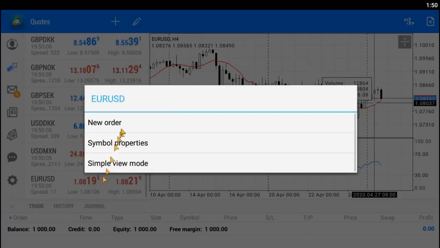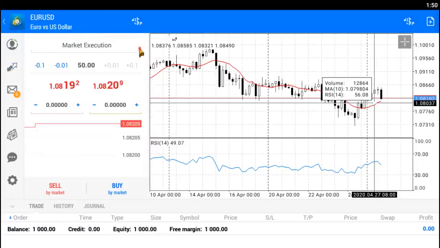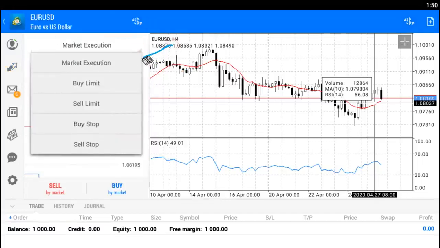Tap and hold the symbol you want to trade, then tap New Order. You're given 3 options. Market execution means live execution. That means your orders are handled and executed directly at the current market rate. Buy limit means you make a reservation of a price below the current price, see here. When the price is hit, your order is triggered. Sell limit is the opposite actually. Buy stop is that you make a reservation of a price above the current price, see it here. When the price is hit, your order is triggered. Sell stop is the opposite too.